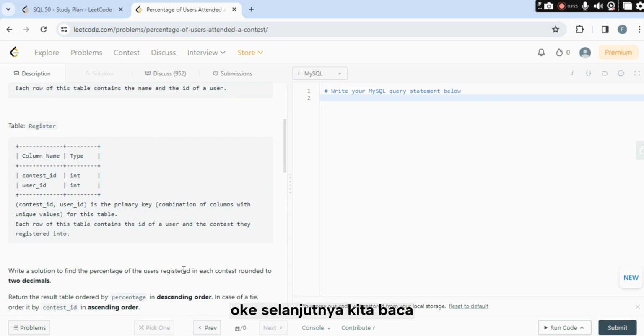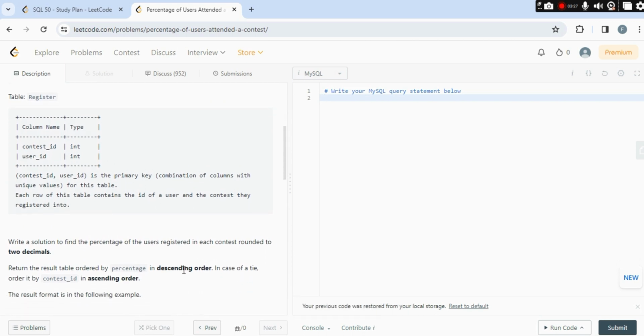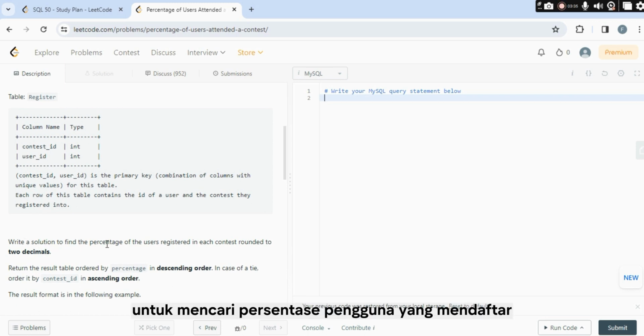Next we read the question. Write a solution to find the percentage of the users registered in each contest, rounded to 2 decimals, and then return the result table ordered by percentage in descending order. In case of a tie, order the result by contest ID in ascending order.